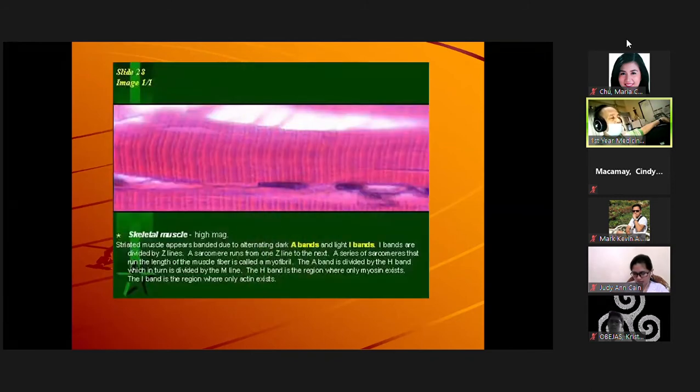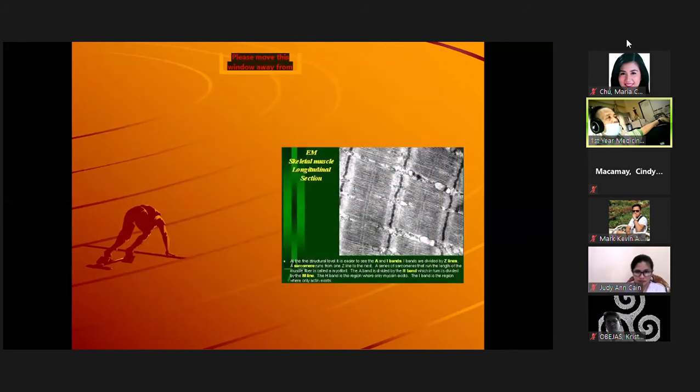Here again you see the striations, and then your bands, A and I bands. Here is another picture. Now you would see that there are quite a few lines here. We'll take that up.